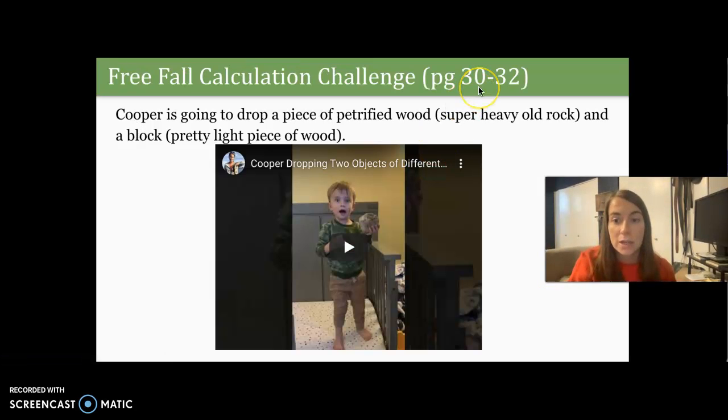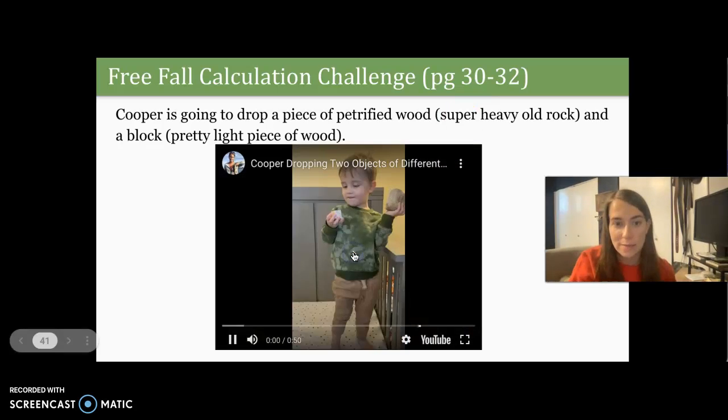All right, so you're going to go to page 30 of your packet, and I'm going to work you through pages 30, 31, 32 together. The setup for this activity, which we would do if we were in class, is that you're dropping a heavy object and a light object. So I enlisted the help of my 3-year-old, and I have a video of him dropping a piece of petrified wood, which is a super heavy old rock, and a block with letters on it. So it's a pretty light piece of wood. So 2 very different massed objects, and let's take a look at what happens.